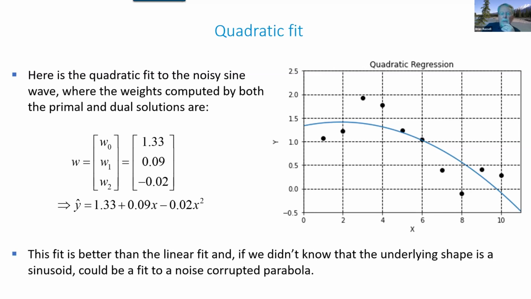So this is better than the linear fit, but if we didn't know that the underlying shape was a sinusoid, we could be looking at a noise corrupted parabola. So this is actually a pretty gentle way of fitting a set of points like this. It's giving a better fit than we got. And by the way, I should have gone in and calculated the root mean squared error, but I never got around to that. So that would show us that mathematically it's a better fit.